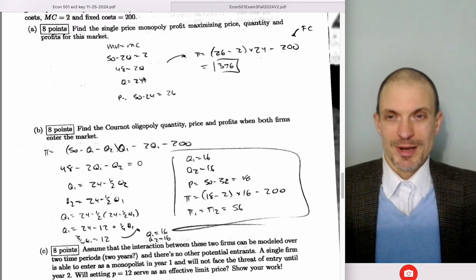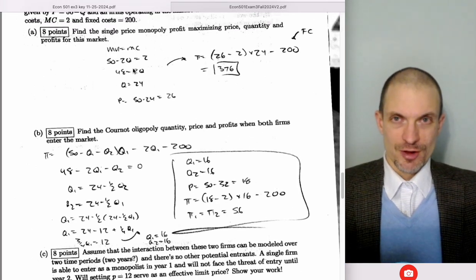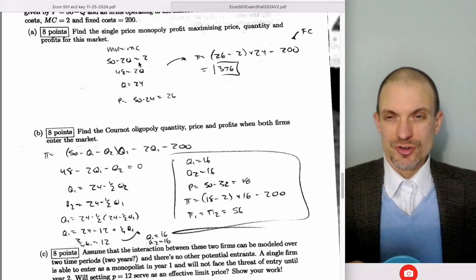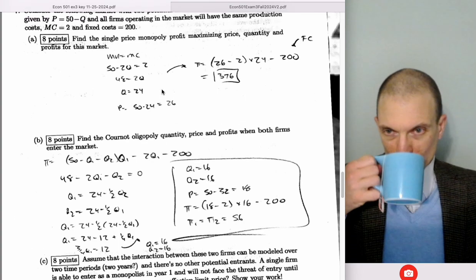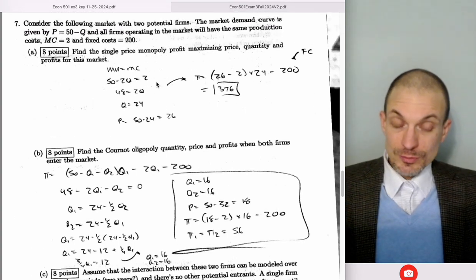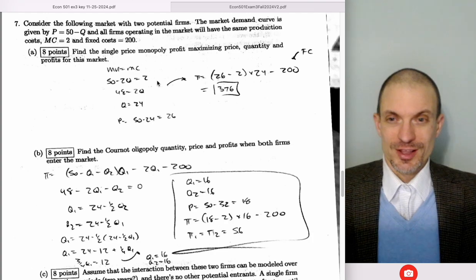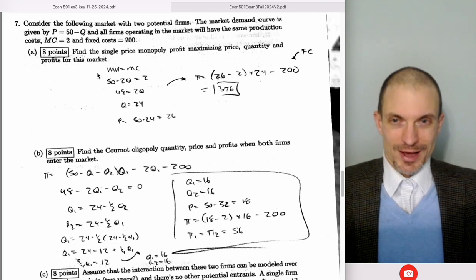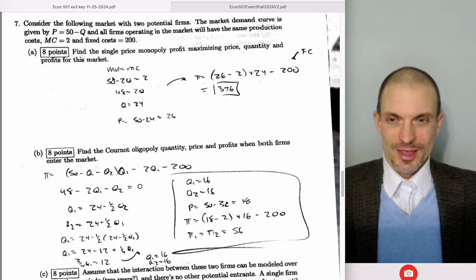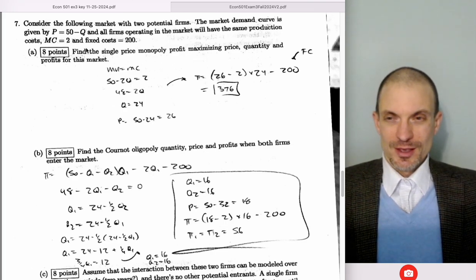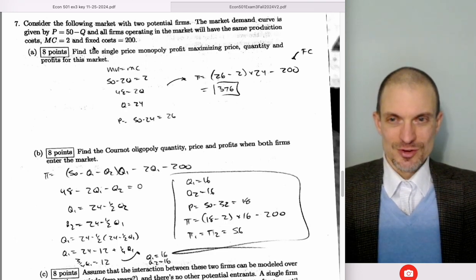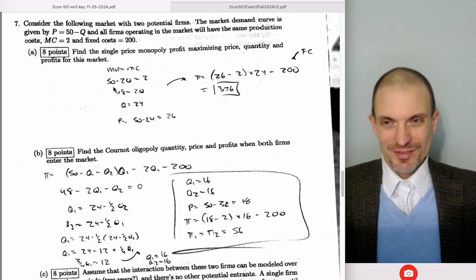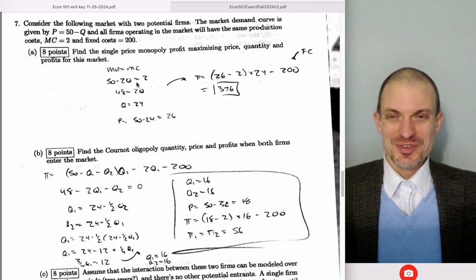Okay, so the monopoly case, we're basically going to boil this down to finding the quantity where marginal revenue equals marginal cost. We could write out profit as a function of quantity. That'd probably be the better way to do this. So we'd write out profit equals P times Q minus CQ minus 200, the fixed costs. And then we'd plug in the values we have. So it'd be the quantity, 50 minus Q, times Q minus 2Q minus 200. Then we take a derivative and we get 50 minus 2Q equals 2.